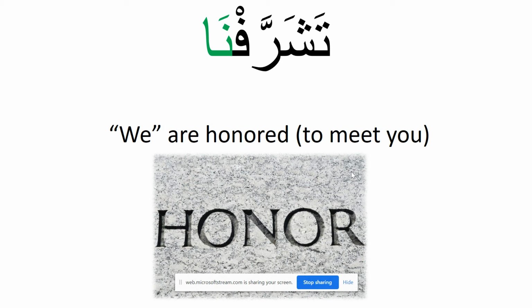And during the conversation or at the end of the conversation, you might hear someone say to you, Tasharafna. Tasharafna means you have honored us, or we have been honored. Now, we talked about direct object suffixes, and we talked about possessive pronoun suffixes. This is the same for both of those, for us or our, right? So in this case, it's us. It's being used as a direct object. So we have been honored. And so that na at the end means we as a direct object.